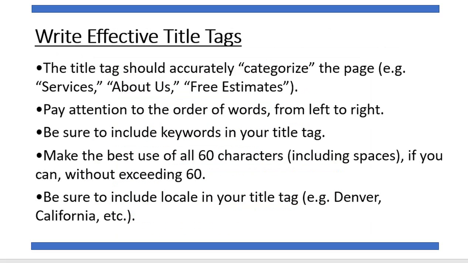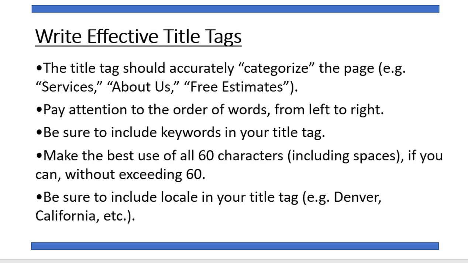So we're not going to use descriptors like best or most effective, because if you think of a library, we wouldn't go to the librarian and say, hey, file this book with the best books or the most effective books. So it's really going to be categories. Your title tag should actually accurately categorize the page, whatever page that is, whether it's your services page, your about us, your free estimates. And it's important to pay attention to the order of words from left to right, because Google reads it in order left to right. So you're going to want to put your most important words or categories first.